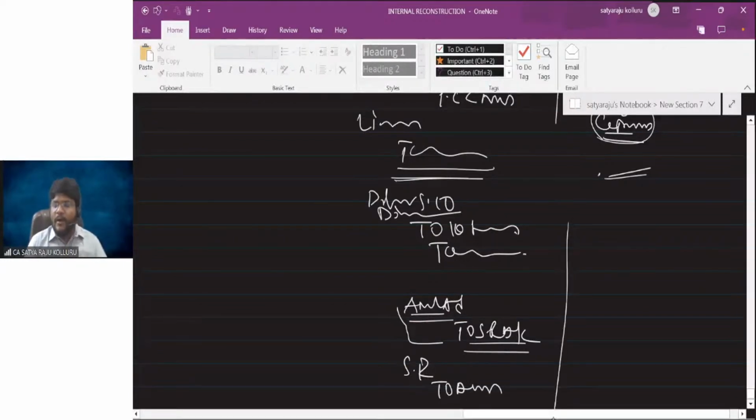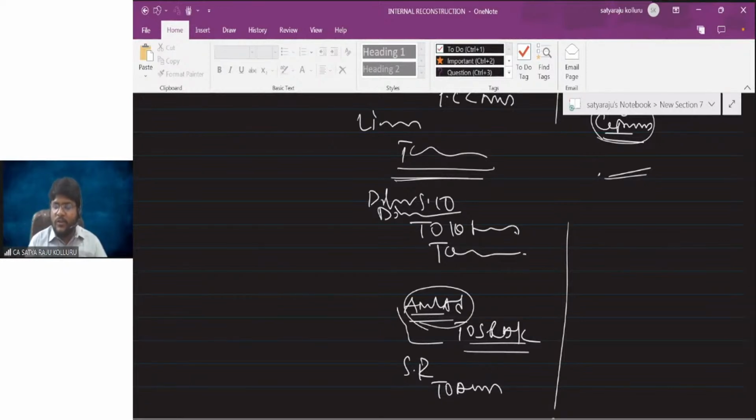But if it is the pooling of interest method, there is no need to maintain the amalgamation adjustment account. The reason is not only the statutory reserve, all the reserves and surplus of the selling company would become the reserves and surplus of the purchasing company after takeover. That's why no amalgamation adjustment account comes here.